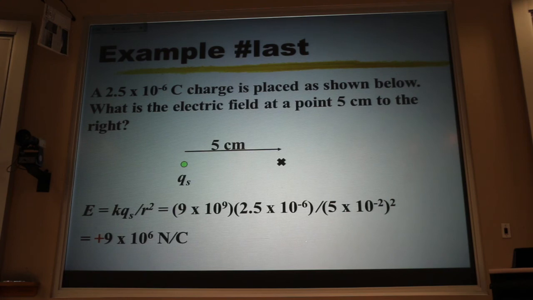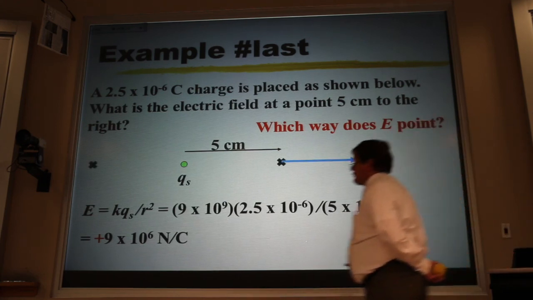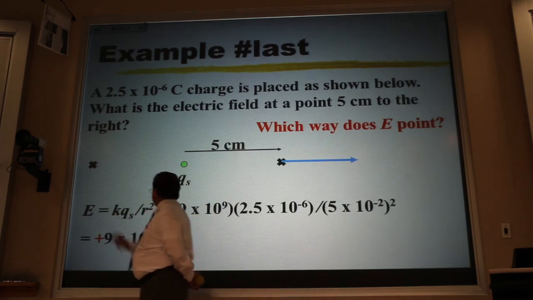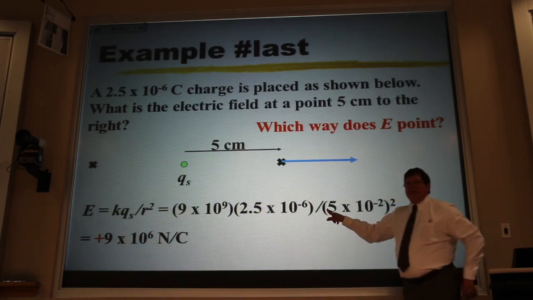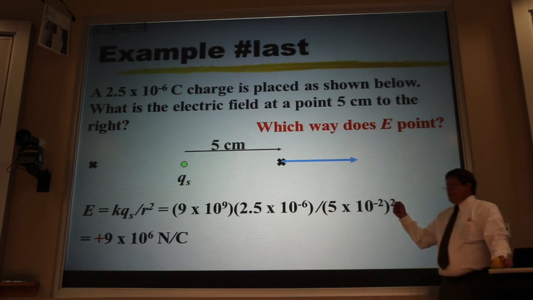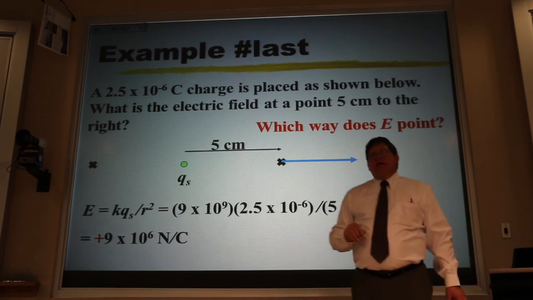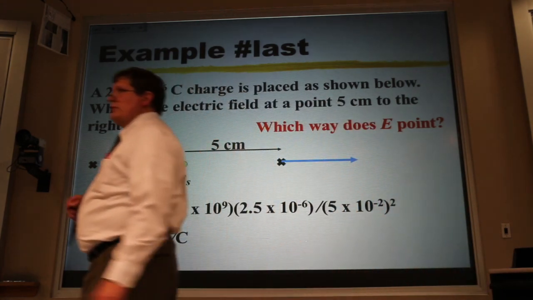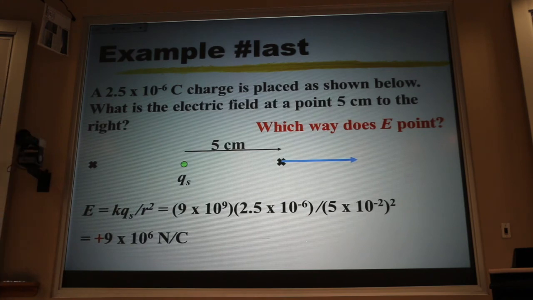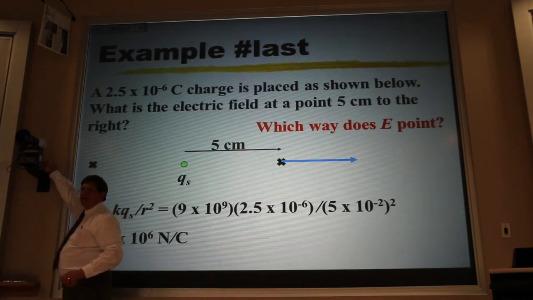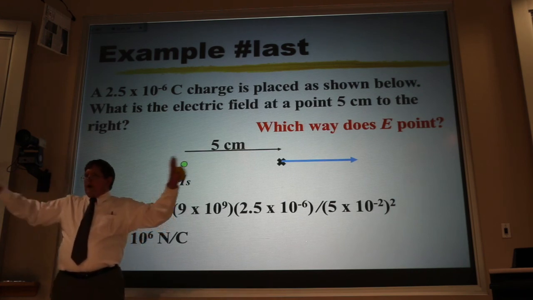Now, what does that plus sign mean? To the right. However, if I had put the X over here, I might have put a minus 5 centimeters in here, but it's getting squared. I would still end up with a plus 9 million newtons for each Coulomb. So I ask again, what does the plus mean? Away. Because over here, the electric field is going to be to the left. The plus sign just means away.